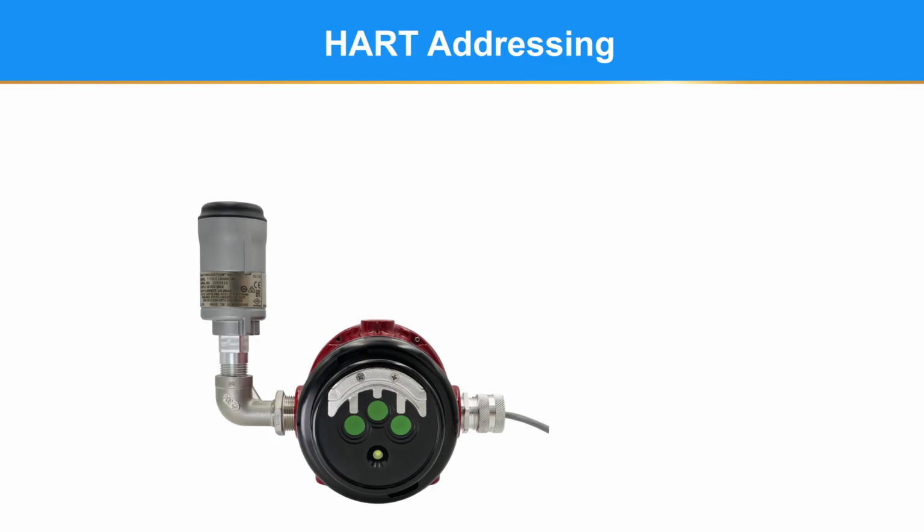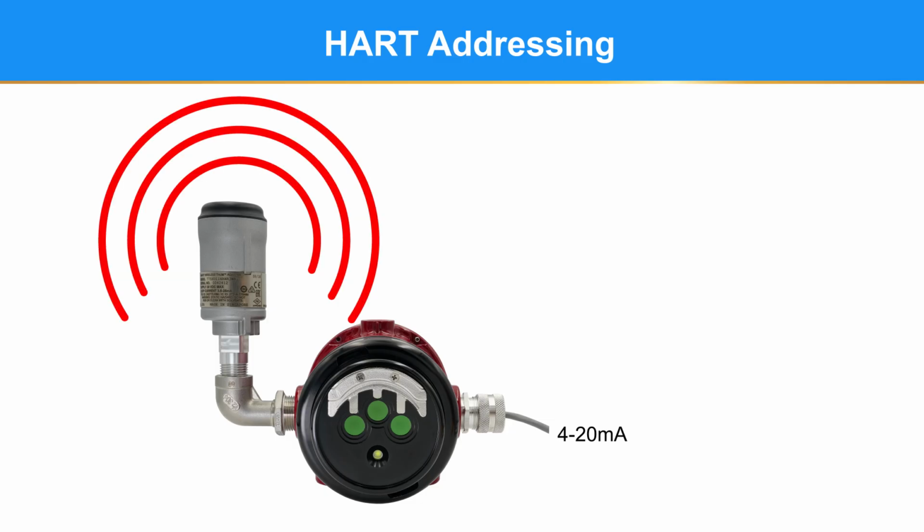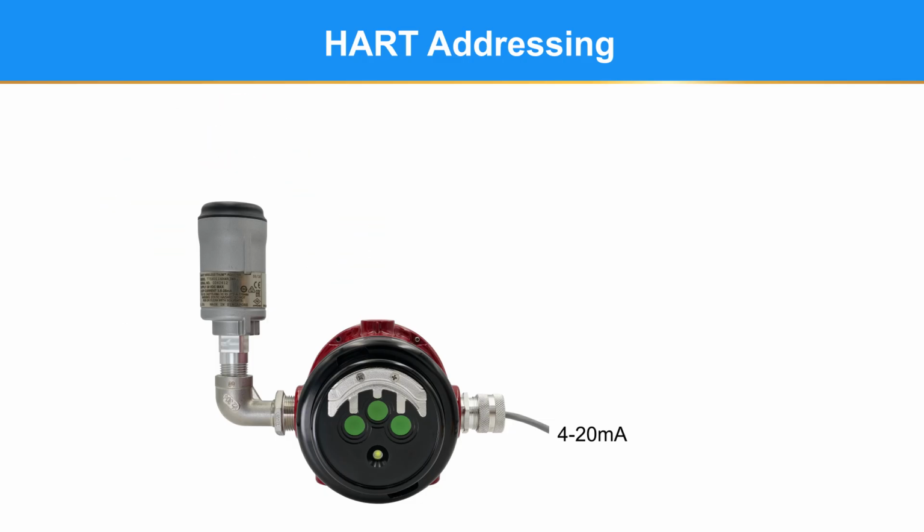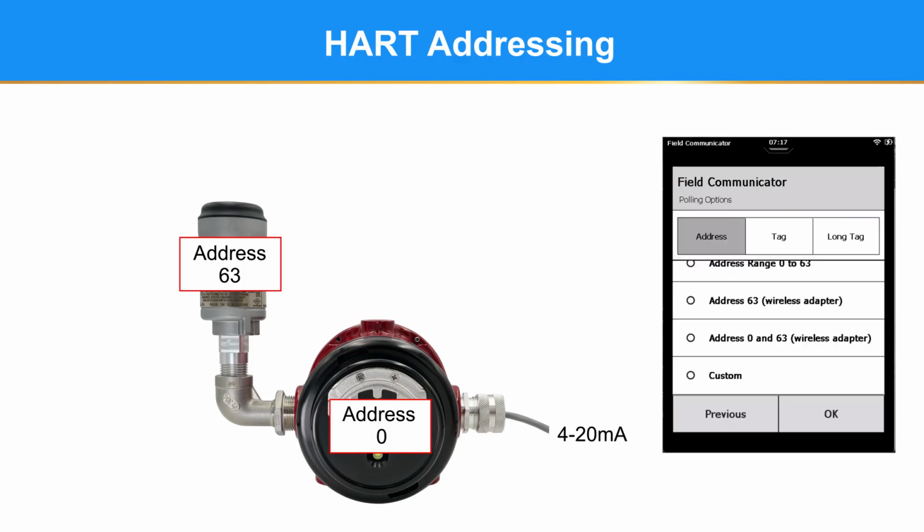One application where you will see addressing used is when a wireless adapter is connected to the HART device. The wireless adapter is a device that allows a 4 to 20 milliamp device to continue to output a 4 to 20 milliamp signal while simultaneously transmitting variables and diagnostic information using the wireless HART protocol. The device remains at address 0, 4 to 20 milliamp output. The wireless adapter is address 63. The communicator needs to be configured to look for address 0 and address 63. Once connected, you will be given the option of which device to connect to.